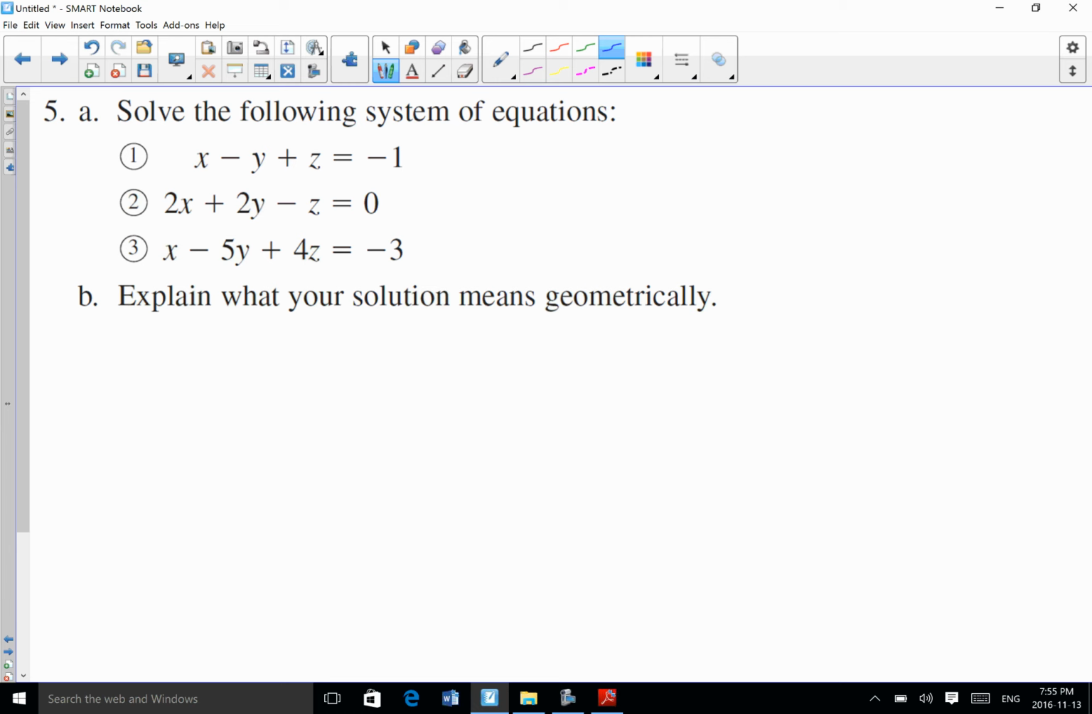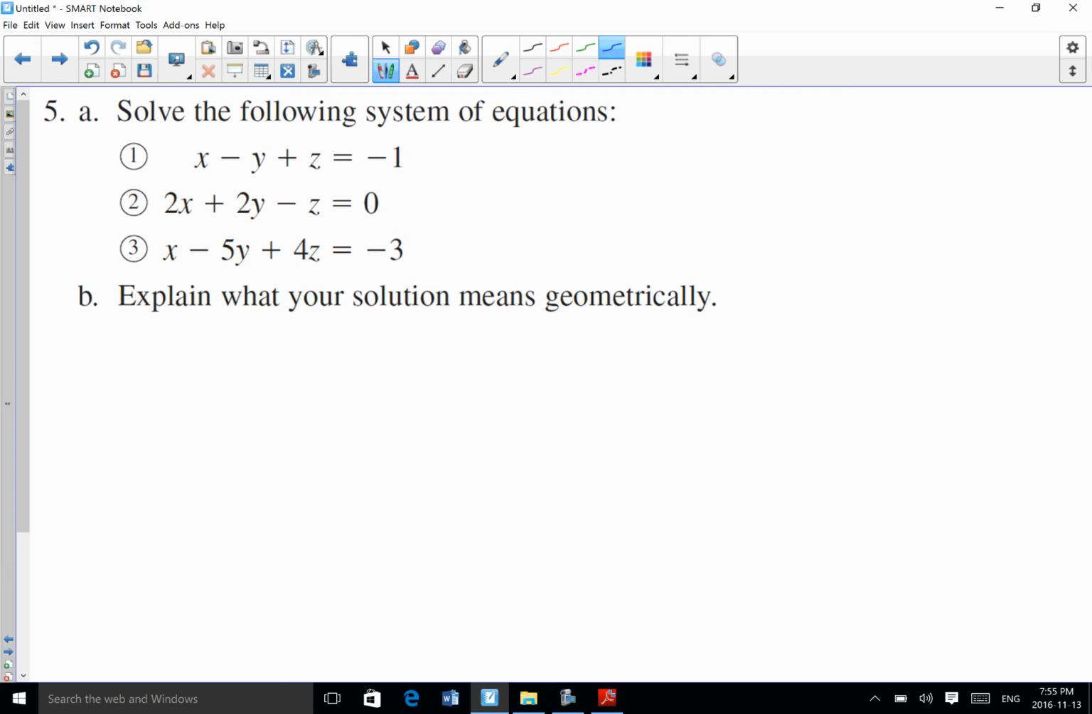In 5, we're asked to figure out the solution to the system of equations. So first we want to look for is, can it be solved? Do we notice any obvious scalar multiples? I don't see any between 1, 2, or 3. So next thing we might want to look for is a linear combination.